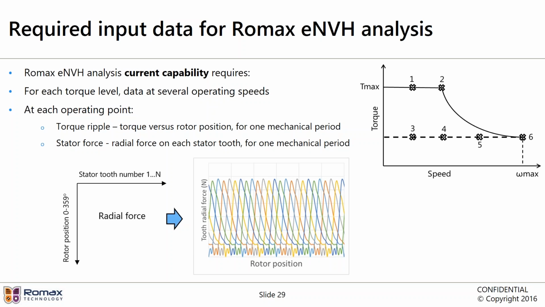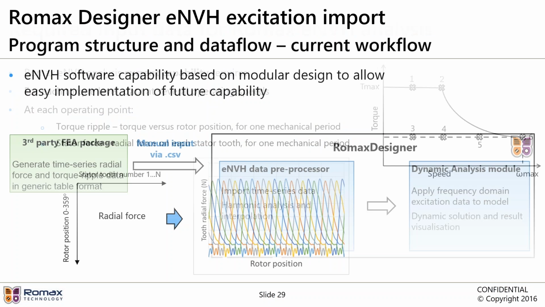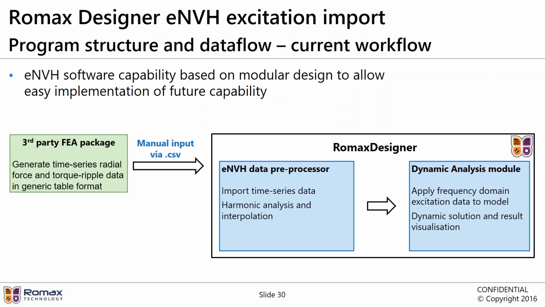So how can we calculate motor excitations using finite element simulations? Before we calculate anything, first we should see what we need to calculate. In RomaxDESIGNER, at each level of load, we would need a set of simulations done at different speeds, and for each simulation, we would need to calculate the torque ripple versus rotor position, and the stator force or radial force acting on each tooth for one mechanical period.